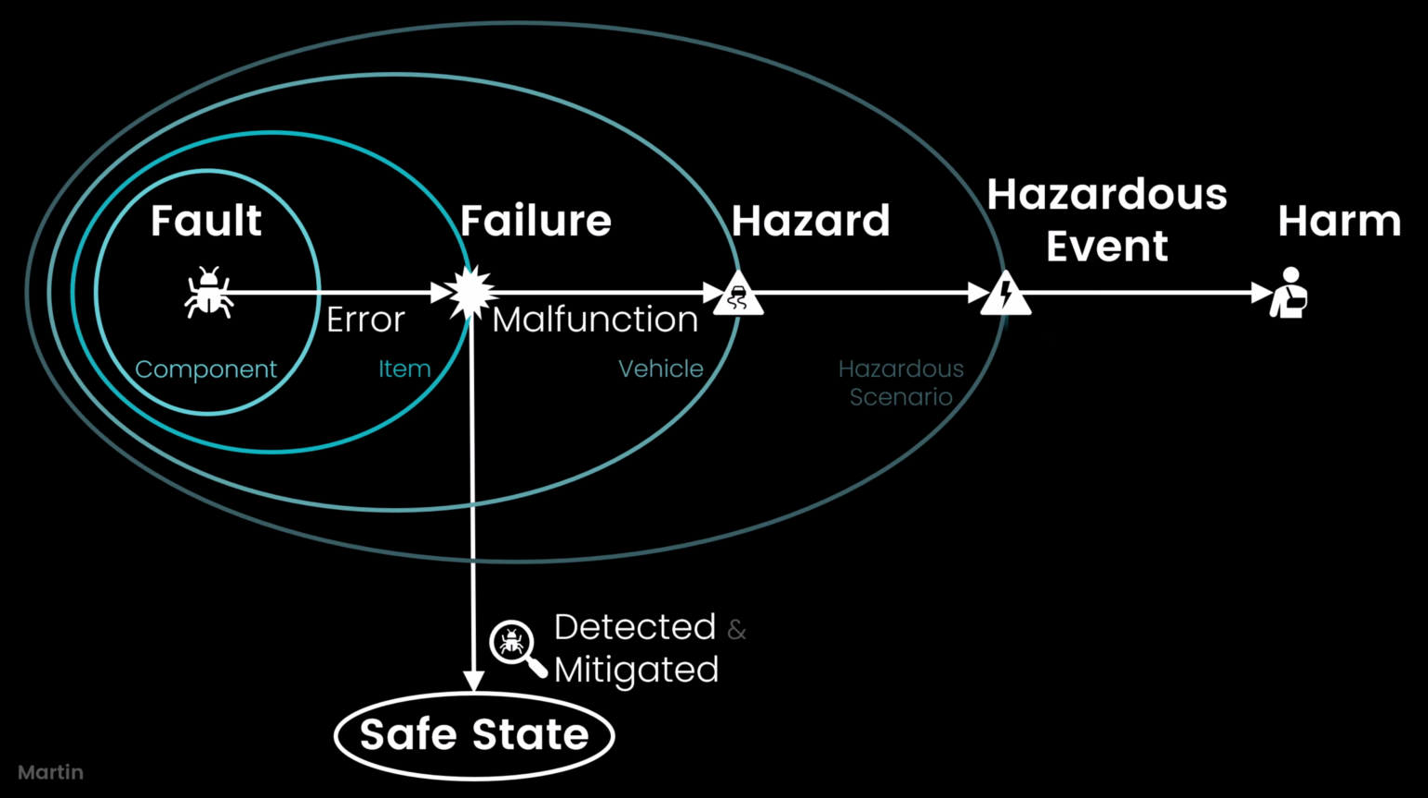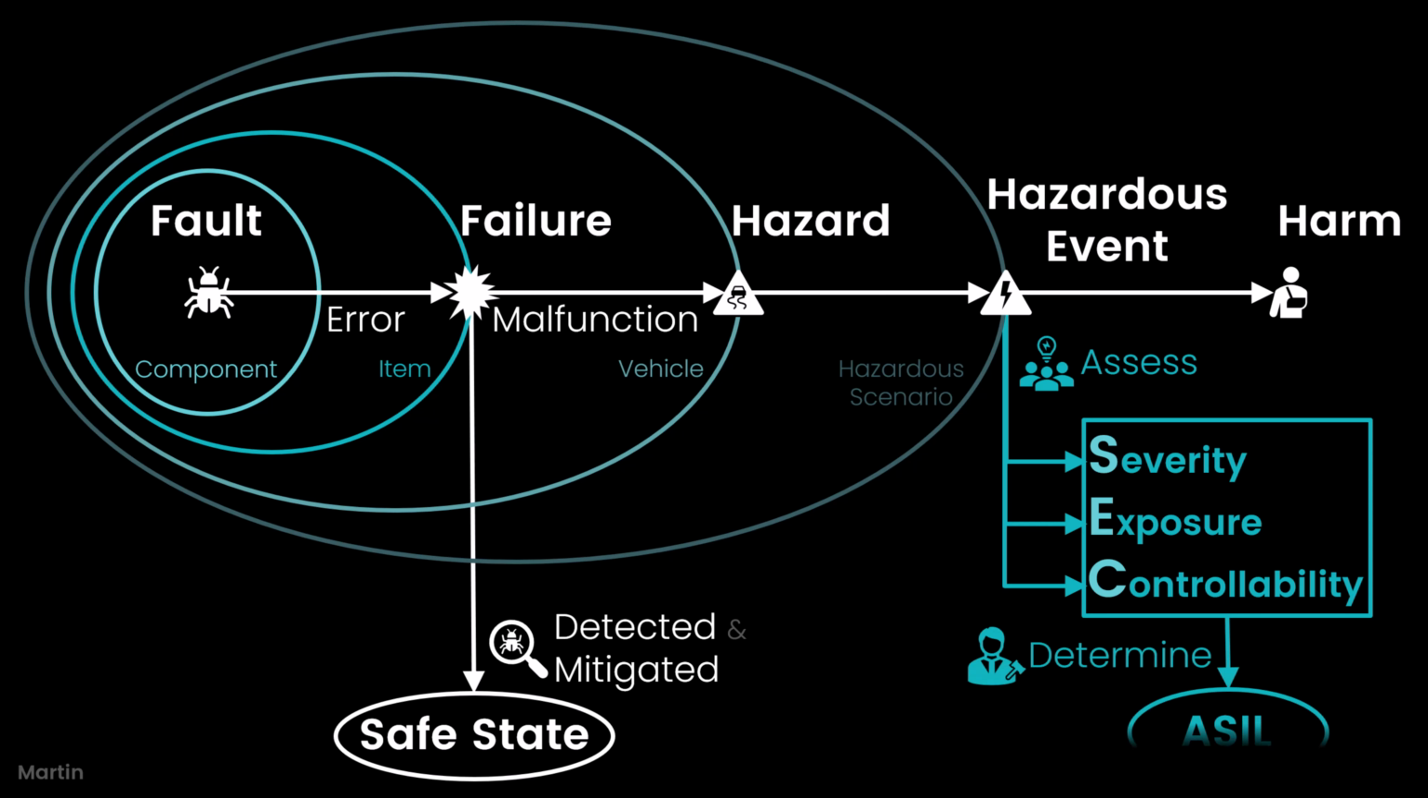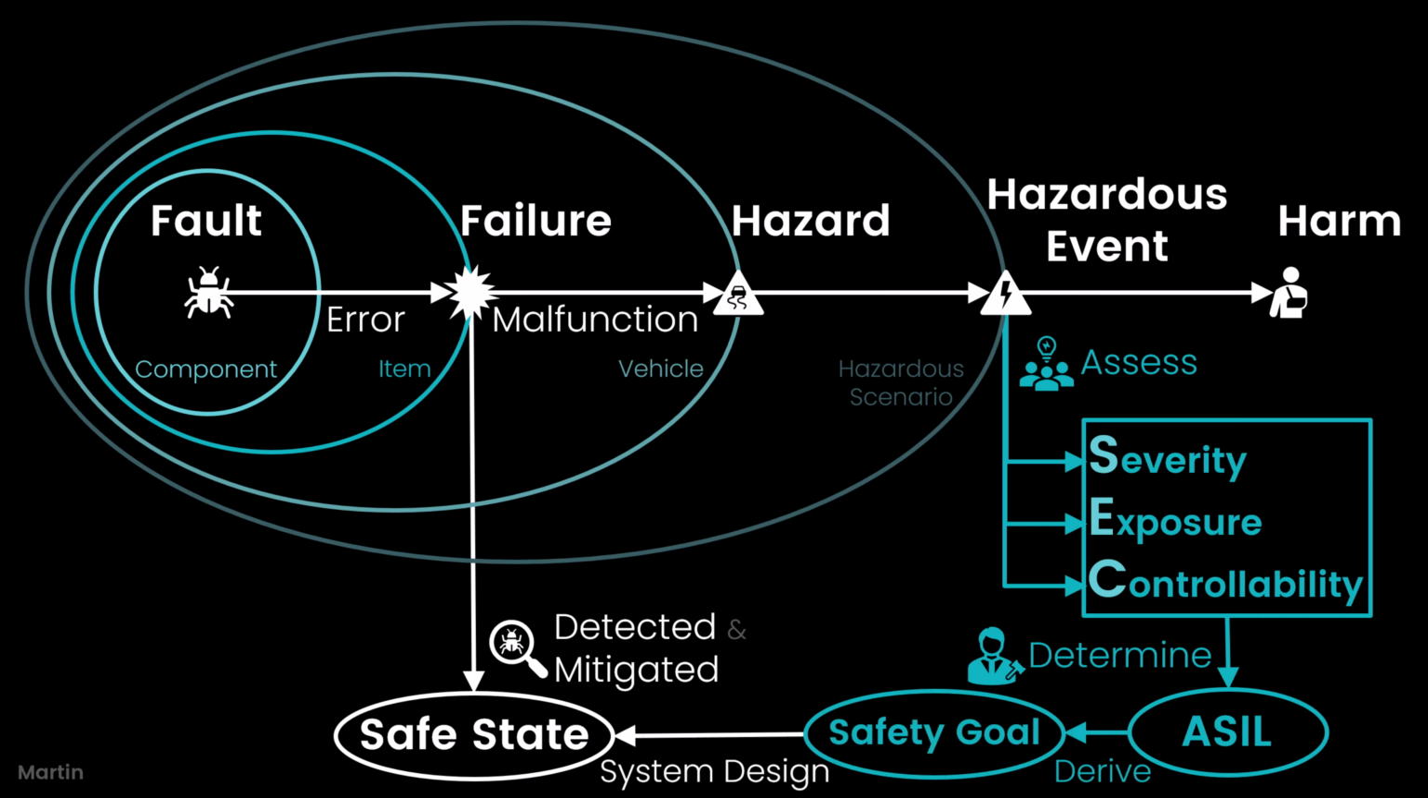HARA evaluates hazardous events by severity, how serious the potential harm could be; exposure, how often the hazardous event might occur; and controllability, how easily the driver or system can prevent harm once the hazard occurs. These determine the Automotive Safety Integrity Level, ASIL, which defines the required rigor of safety measures, and from this, derives the corresponding safety goals.